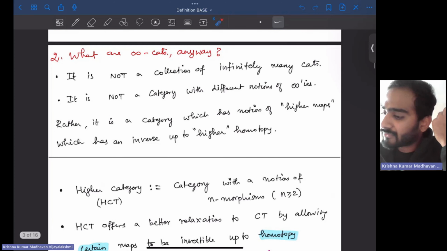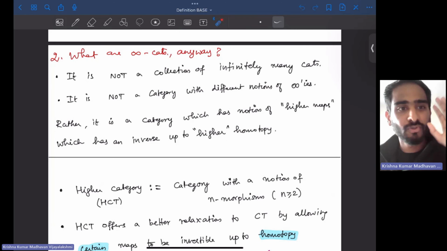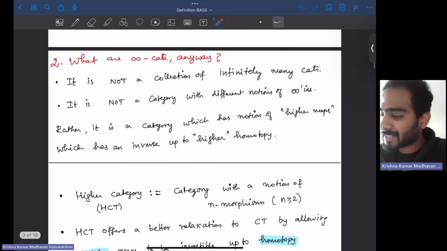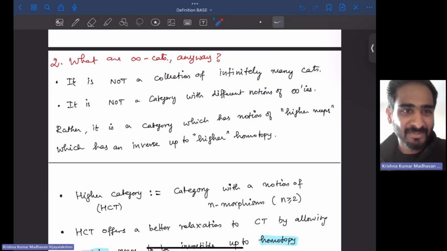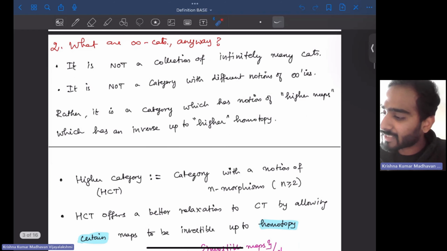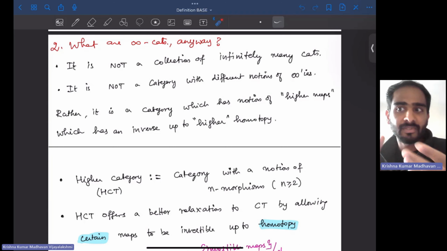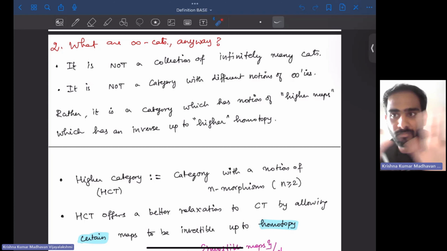And then what are infinity categories? We are going to keep exploring this word infinity category throughout this whole talk. So it's better to have a good notion of what an infinity category is. So let me begin by saying what is not an infinity cat. By infinity cats, we don't mean any sort of cats. It's just a very lazy way of writing infinity category, right? And it is not a category which has a different notion of infinity. We're not going to talk about how the real numbers and complex numbers are different infinities. There's no business of that sort.